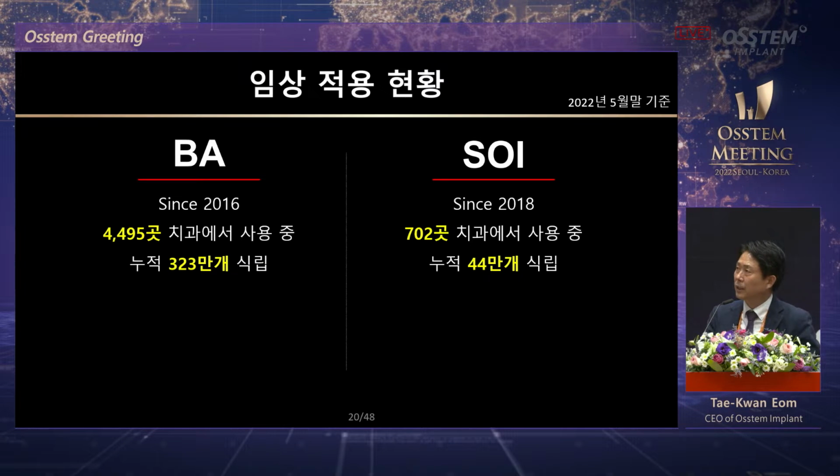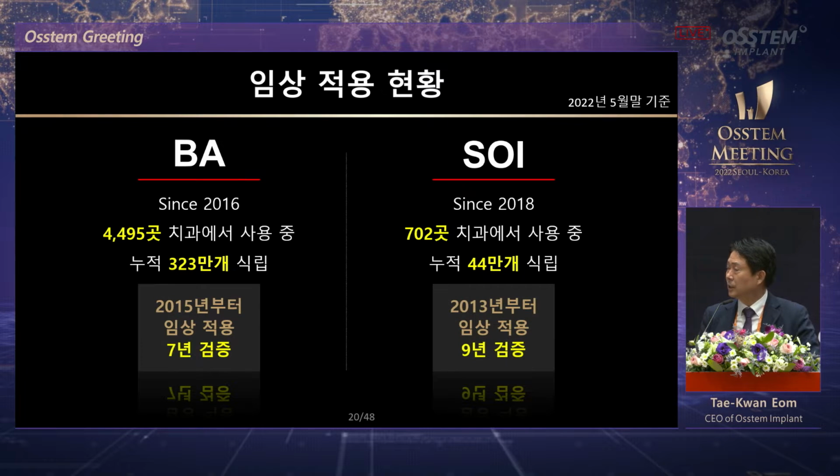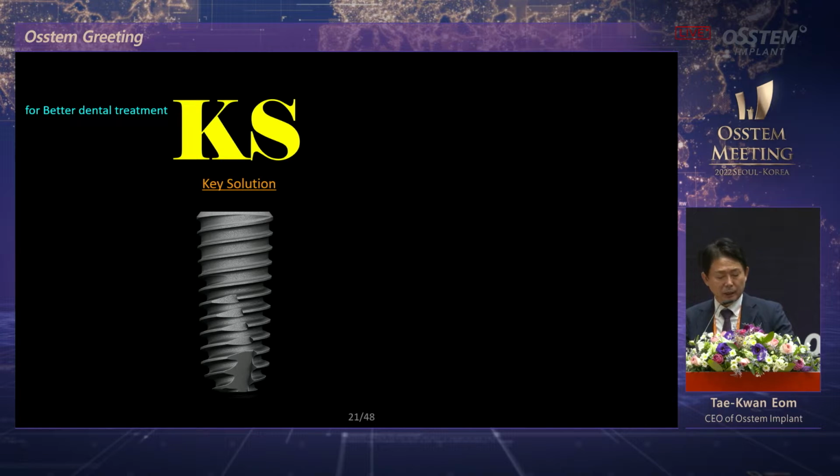PA began to be sold from 2016, and 4,500 dental clinics use them, and cumulatively 3.2 million have been placed. So it has been verified over the last 7 years. So it is very safe as it is verified. Soy began to be sold from 2018. We approach it rather conservatively. So 700 dental clinics are using it, and cumulatively 440,000 of them are placed. But clinically, they have been used since 2013, so it has been verified for 9 years.